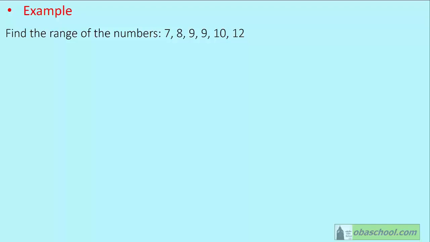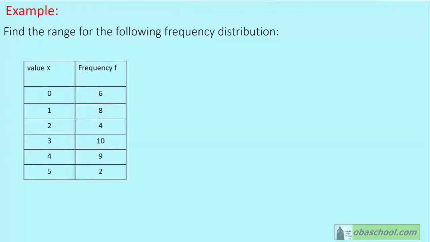The exercise says find the range of the numbers 7, 8, 9, 9, 10, and 12. So, to find the range you have to subtract the smallest from the largest, which is 12 minus 7, which is 5. So 5 is our range.